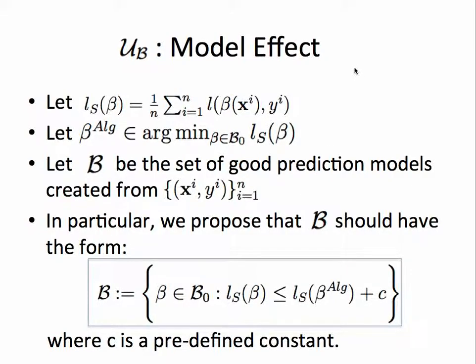Now let's look at the model effect. For that, we need to know the notion of the normalized empirical error. Let L_S denote the normalized empirical error. Let beta_L be the model which minimizes the normalized empirical error. Let B be the set of good prediction models created from our data. Then we propose that the set of good models should have this particular form. That is, it's all models in our model class B0 such that their normalized empirical error is not too far off from the smallest normalized empirical error that we can achieve. We have a buffer term here, which is captured by the term C.